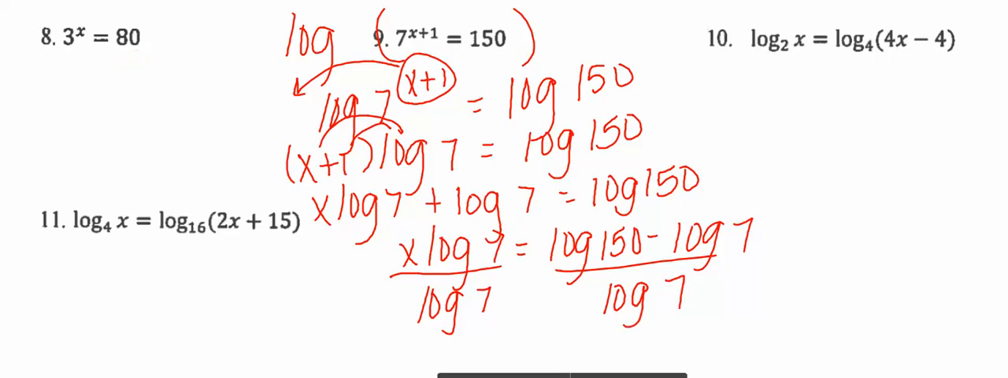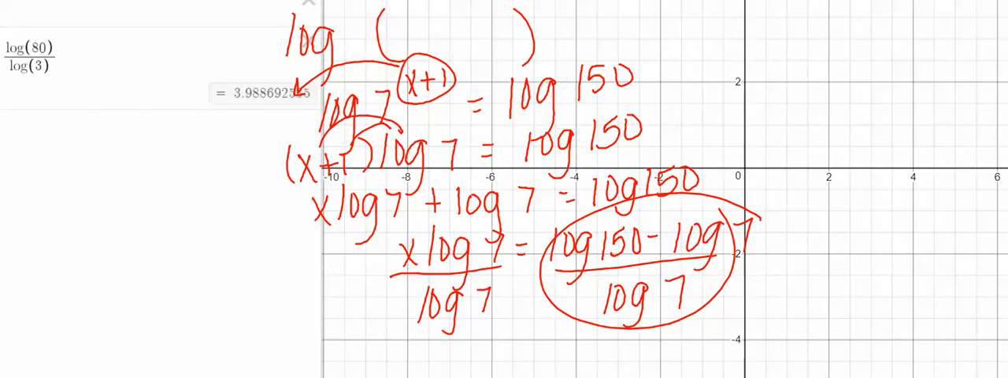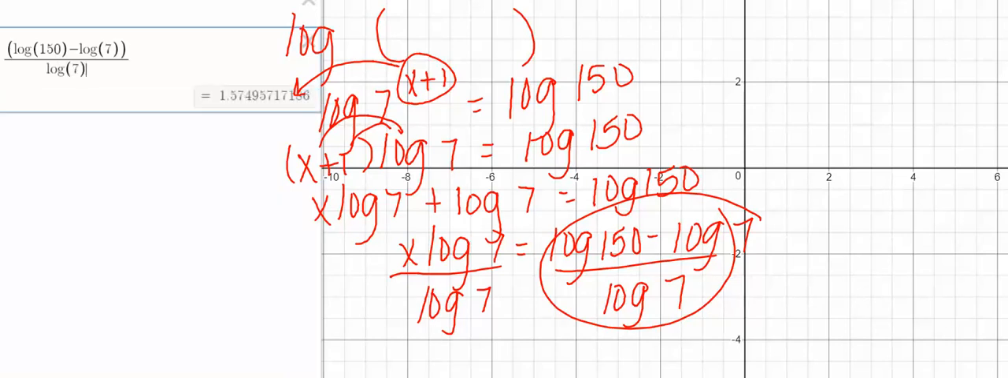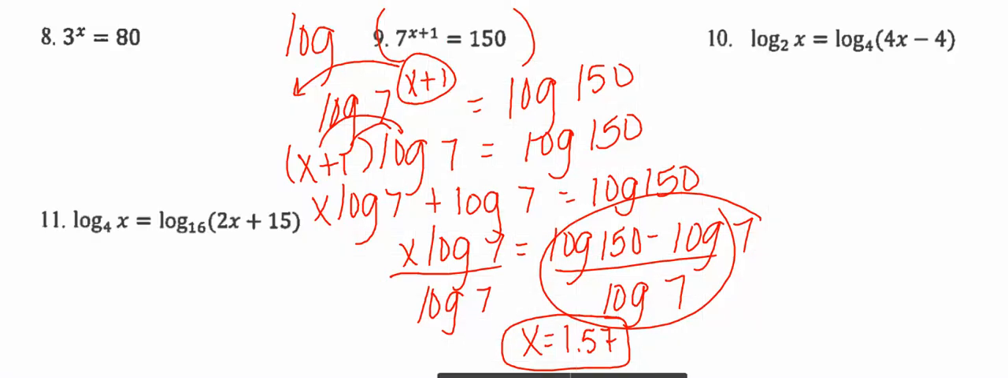So I'm lazy. I'm going to type all of that into my calculator, and I'm going to get my answer. So I'm going to come over to Desmos, and I'm going to type in log of 150 minus log of 7. And I've got to put extra parentheses in the front and the back, so I can do a big fraction over log of 7. And I get 1.57. These ones are, I would say, the trickiest.